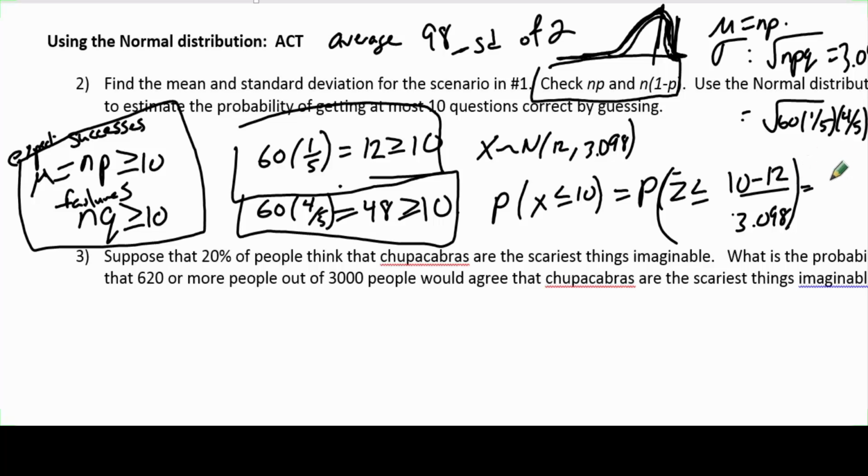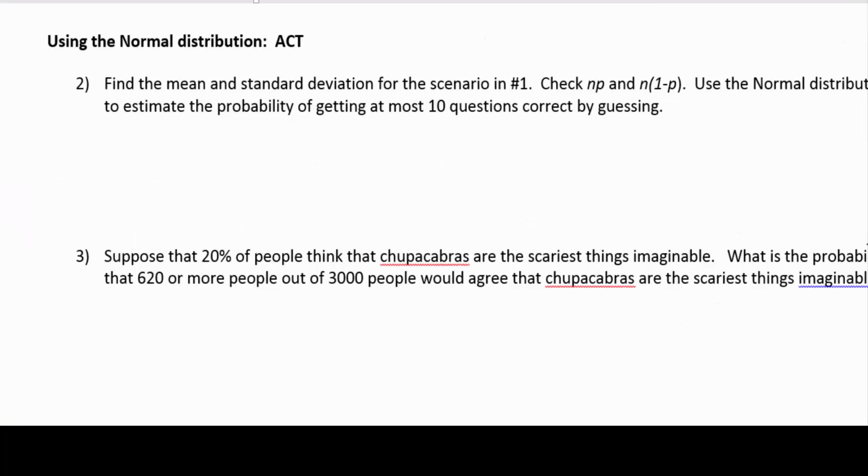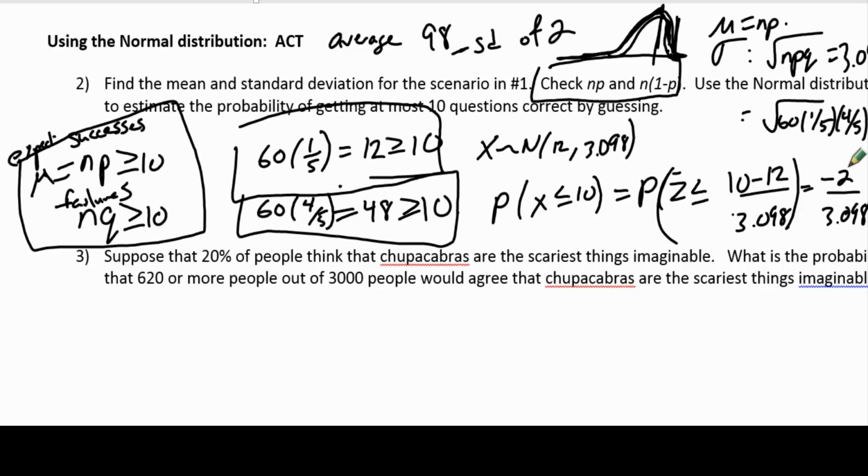And so now think about this. I can do this in my head for the most part. -2 over 3.098. I don't need to do any crazy combinations. I just have to figure out what this fraction is. And then once we do, we can do the normal distribution. So I need to figure out what -2 over 3.098 is, and that would be my z-score.